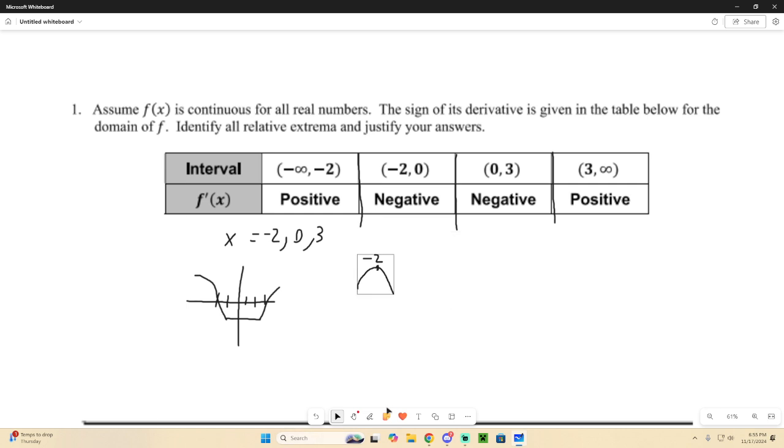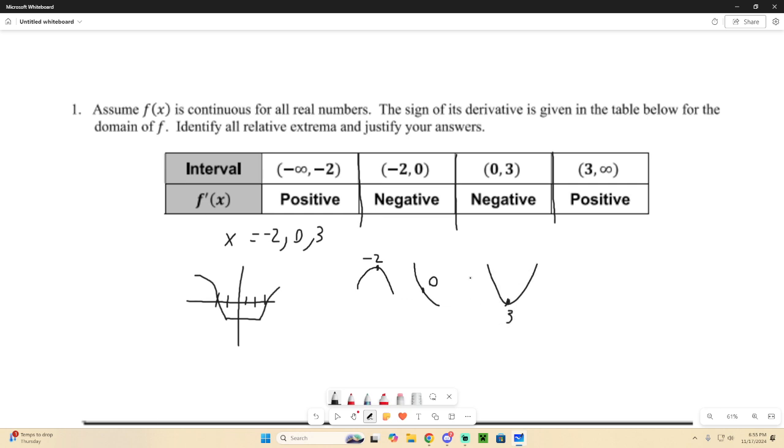That is at 0, sorry. This is at 0. And then for x equals 3, it's going to go from decreasing to increasing, because the derivative goes from negative to positive. So from decreasing to increasing, and that will be 0.3.